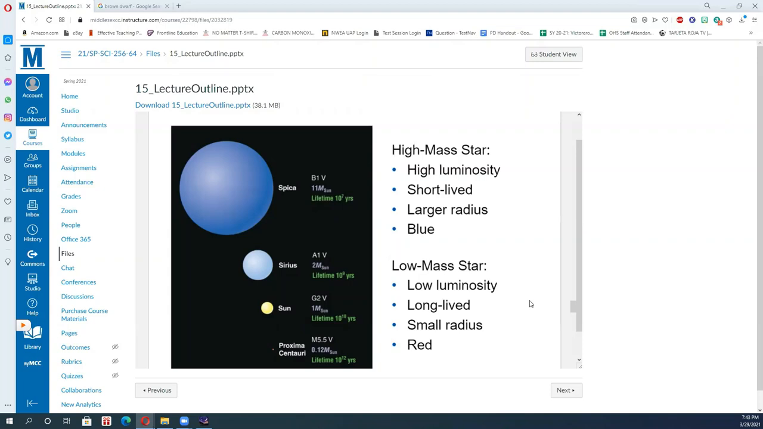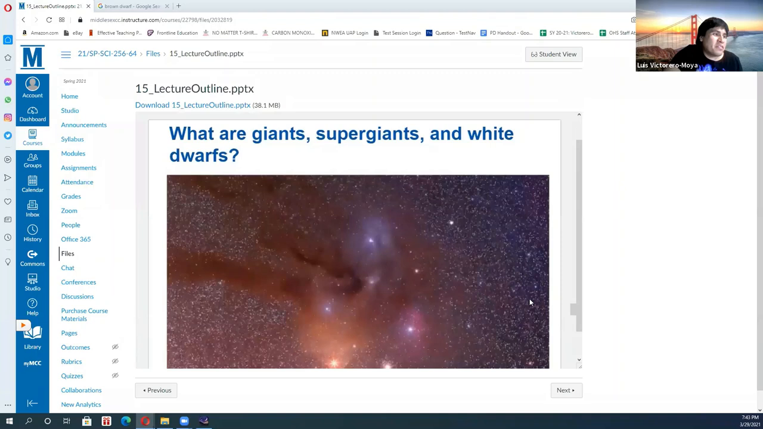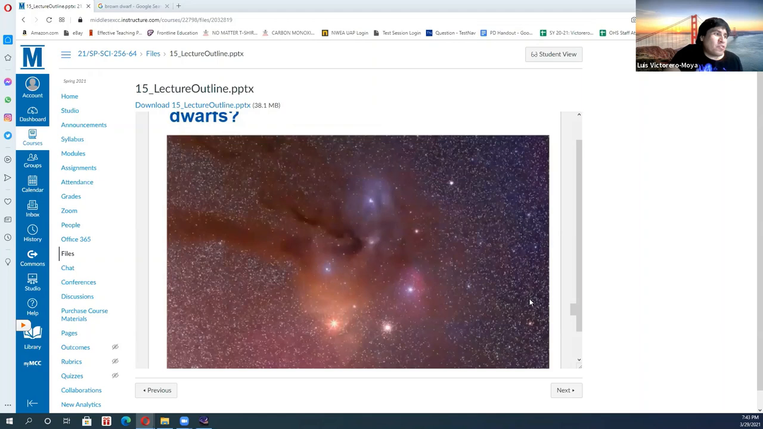What are giants, supergiants, white dwarfs? So if I show you this picture, right? Could you try and guess which is a giant and a supergiant here? Or a main sequence even? I could say maybe these two are giants. Maybe this is a red supergiant. This could be a blue giant. This could be a main sequence.